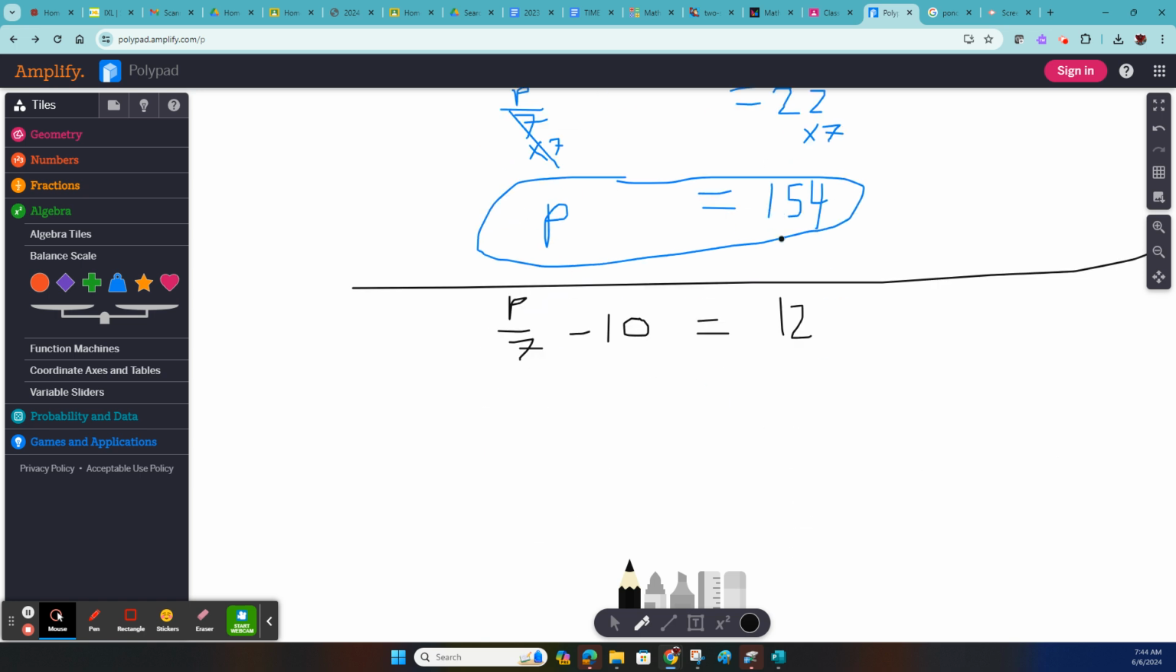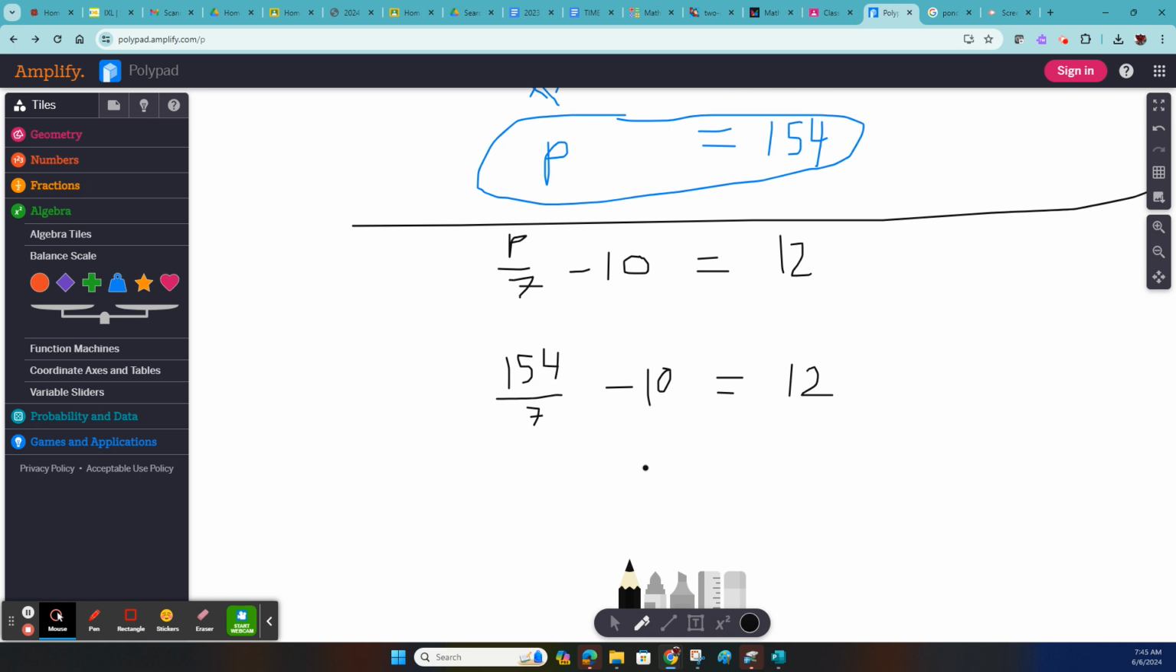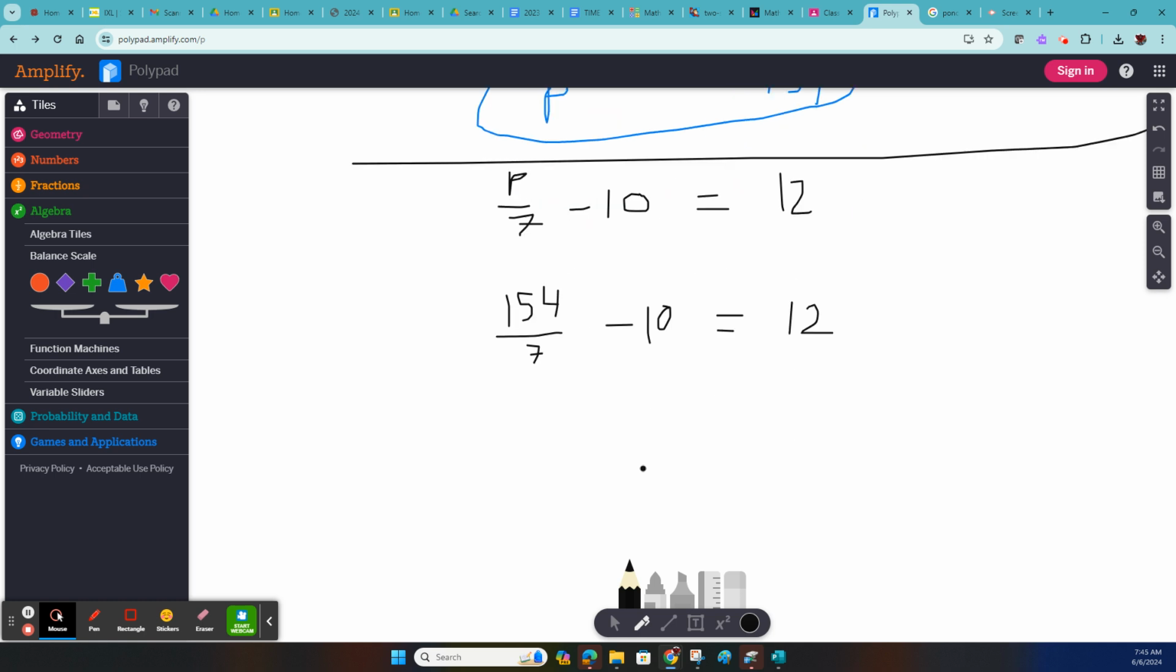Okay, now I'll plug in what I think my answer is in for P. So 154 goes in place of P. Everything else will just stay the same. Equals 12. All right, cool. Okay, now I'm not doing inverse operations, so I can follow the regular order of operations. So what should happen first, division or subtraction? Of course, division has to happen first. Okay. Now, just to be safe, I'm going to do some long division over here, just to make sure I'm doing my 154 divided by 7 correctly.